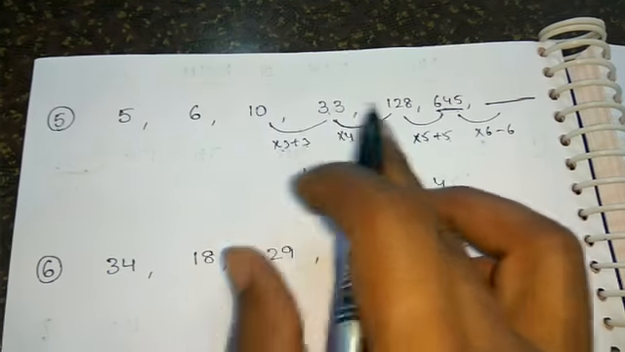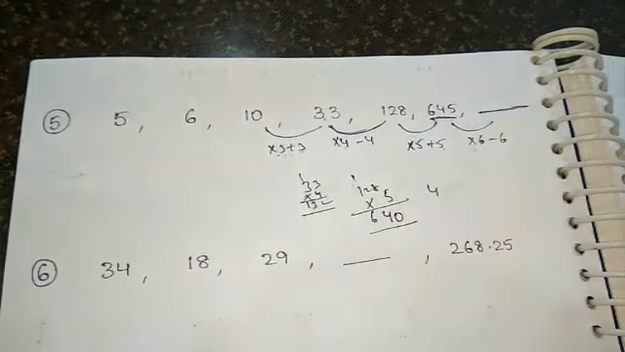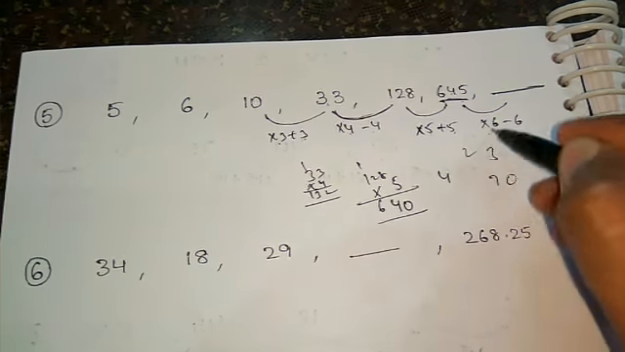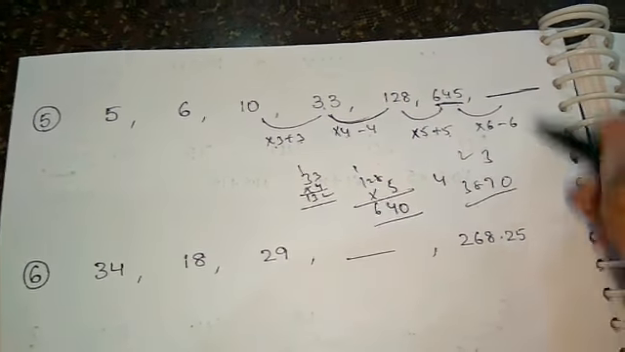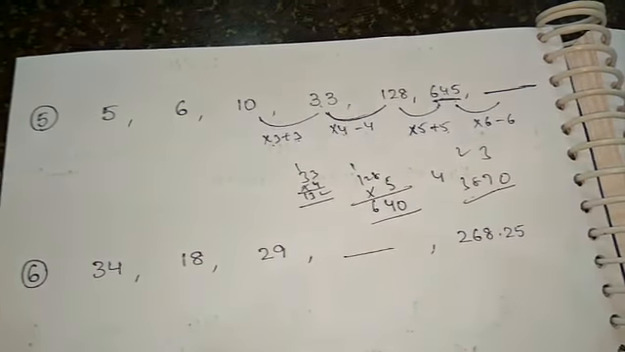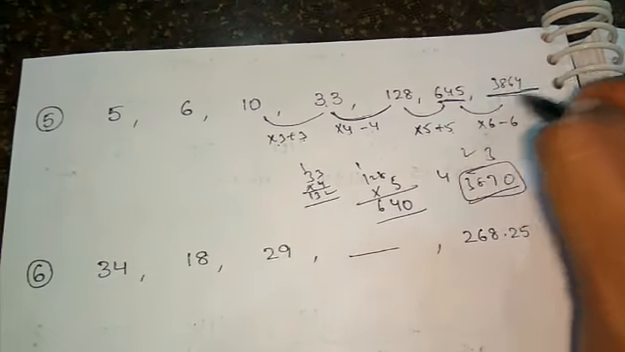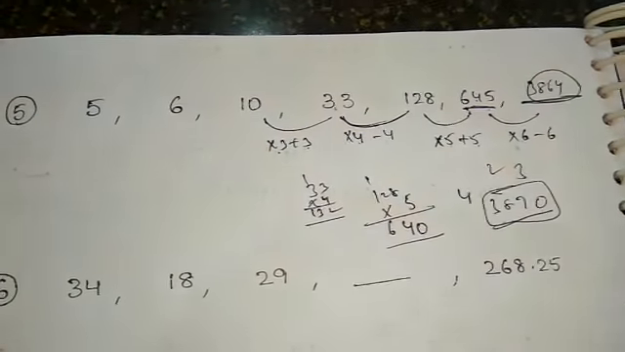Why? Because one addition, one subtraction, one addition and one subtraction will be done here. So 6 into 645, 6 5s 30, 0 3, 6 4s 24, 27, 7, 2, 6 6s 36, 38. So 3870 minus 6, that is nothing but 3864 is the answer.